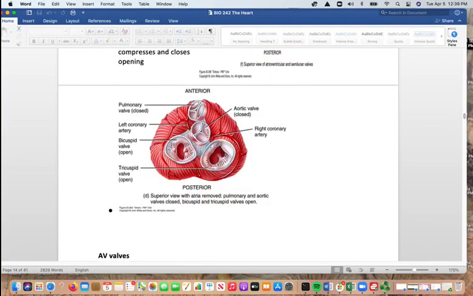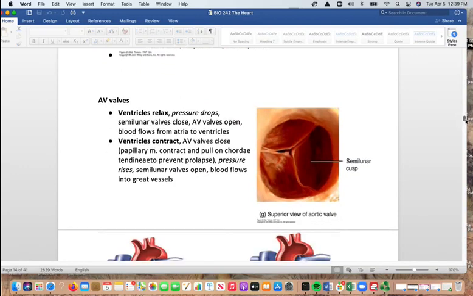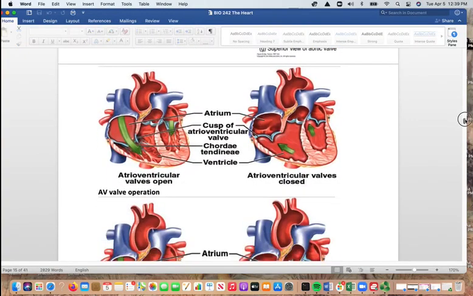This is a top-down picture that shows where these different valves are. When the ventricles relax, the pressure drops, the AV valves open, and blood can go from the atria to the ventricles. When the ventricles contract, it pushes the valves closed and prevents backflow. This picture nicely illustrates what's going on. When the AV valves are open, blood is able to travel down in this direction. When the AV valves are closed, the blood can't go back up. It pushes them closed.